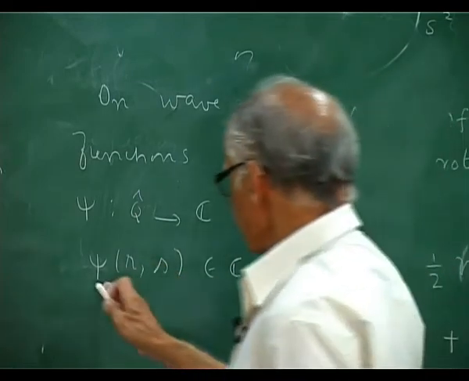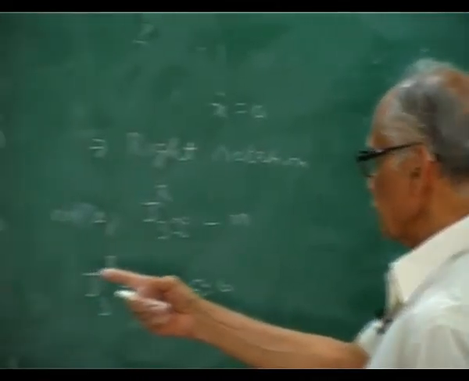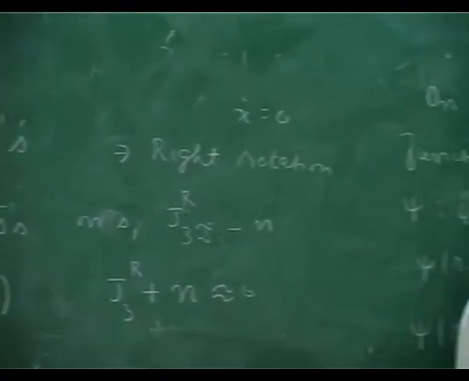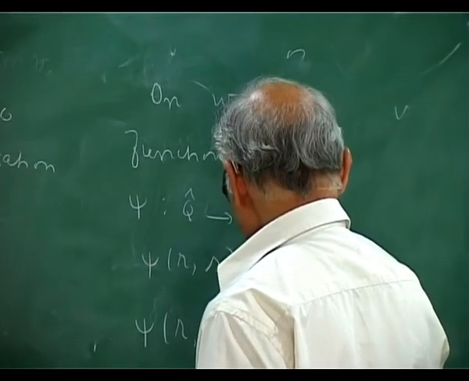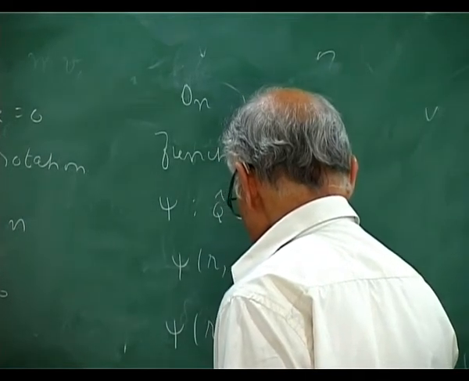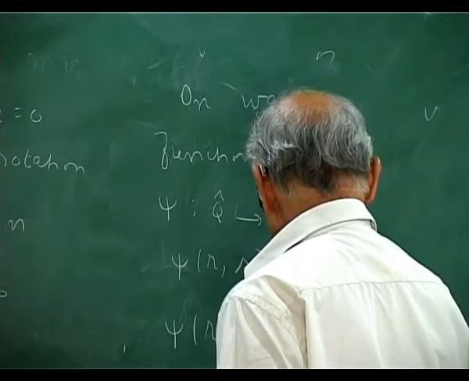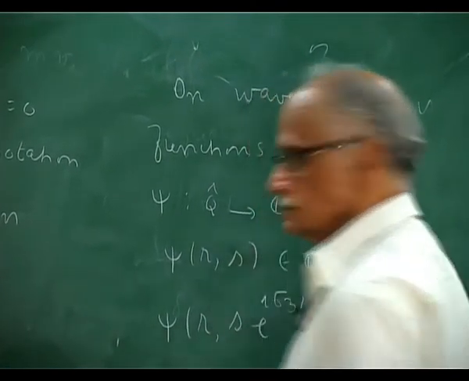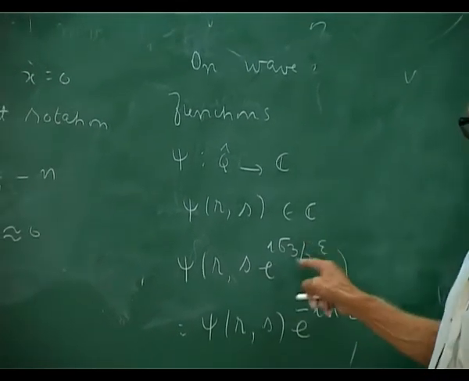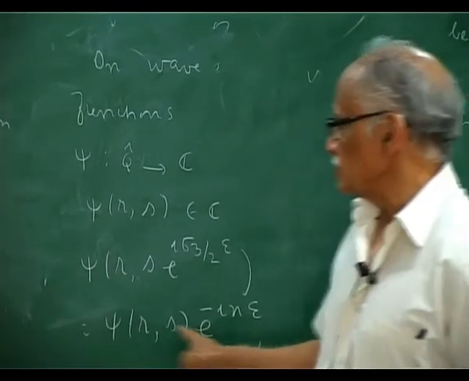What this is saying is that when I act on the right, psi of r s, if I rotate s times exponential i sigma 3 over 2 times some epsilon, this will come out as psi of r s times exponential minus i n epsilon. This is acting on the right, this angular momentum in the spin half representation, and I get minus n because of this equation here.